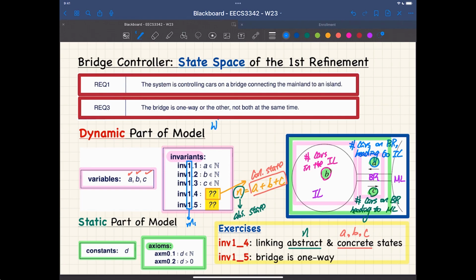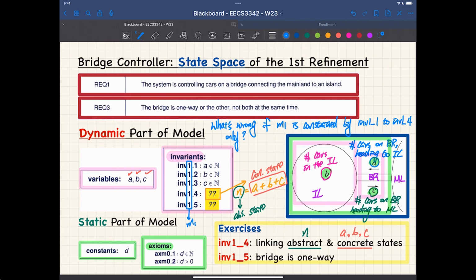What's wrong if n1, the first refinement, is only constrained by invariants 1, 0 to 1, 1, 1, 1 to invariant 1, 4 only. What's wrong?